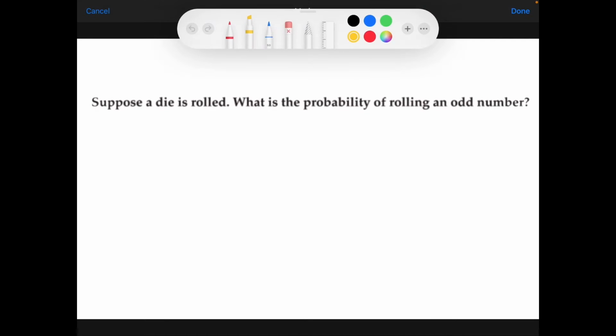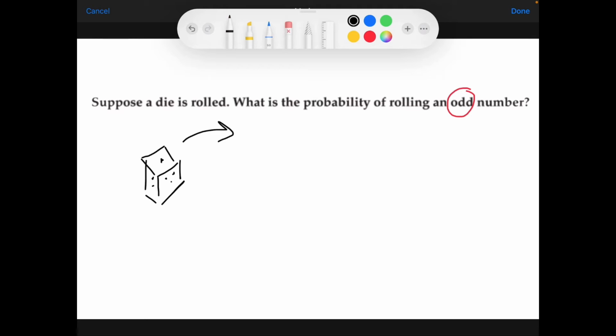Let's say, suppose a die is rolled. And remember, a die is basically that little cube that you roll in sometimes what we call board games. And you've got like a little dot to represent the number on that side, etc. Okay, it's a really bad picture, but hopefully you can see what it is. What is the chances of you rolling an odd number?